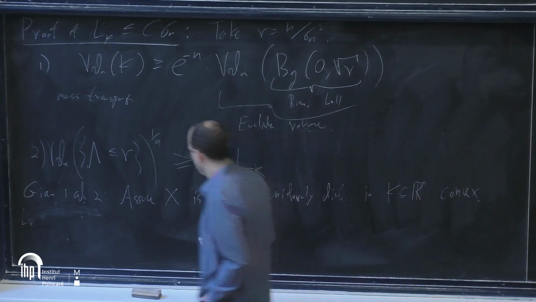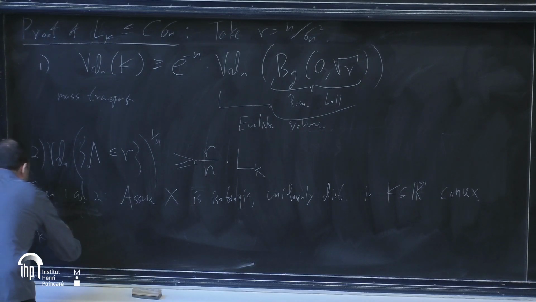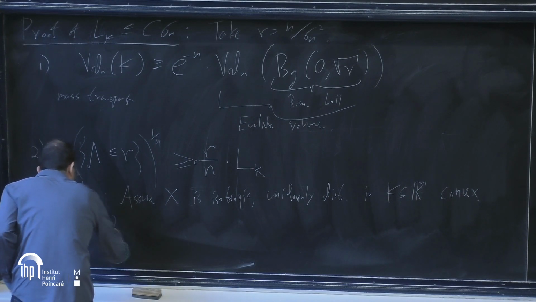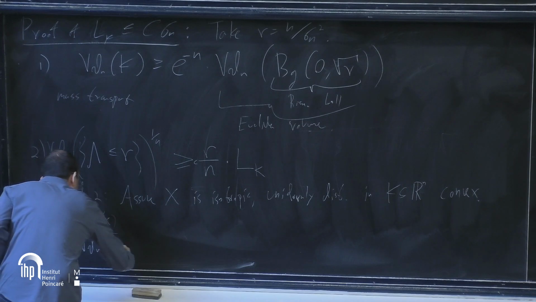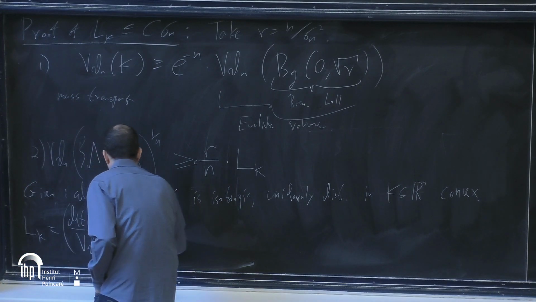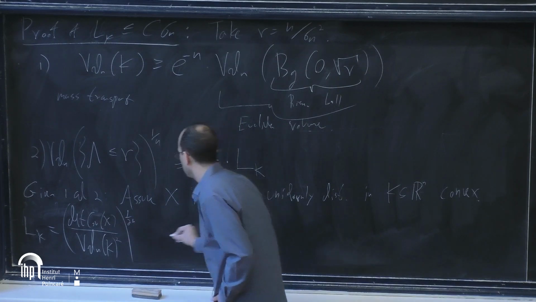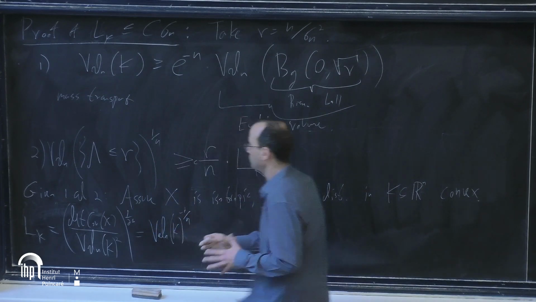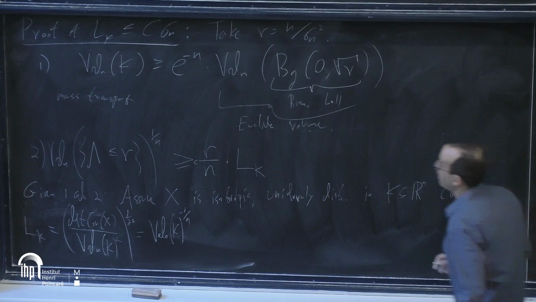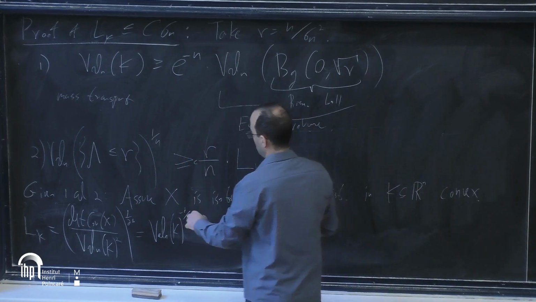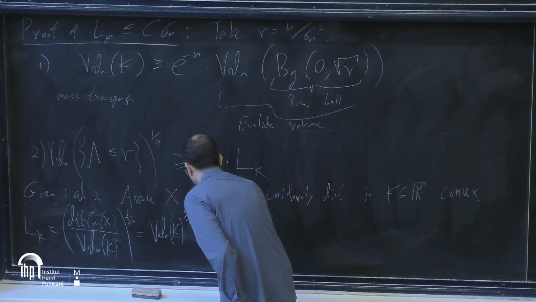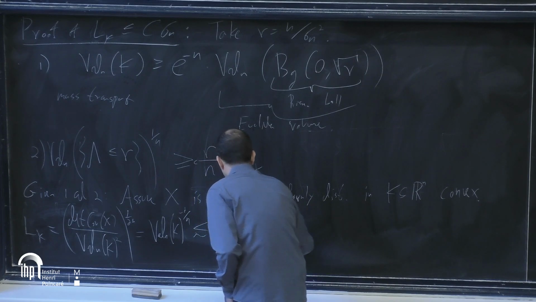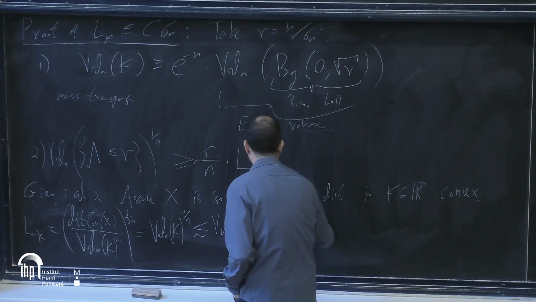Now we argue as follows. What is L_K? L_K in general is the determinant of the covariance of X over the volume of K squared, to the power of 1 over 2n. But the determinant is just 1, since X is isotropic, so this would be the volume of K to the minus 1 over n. So that's the isotropic constant. Now by the first item, since the power is negative, this is at most the volume of the ball of radius square root of r, to the minus 1 over n.